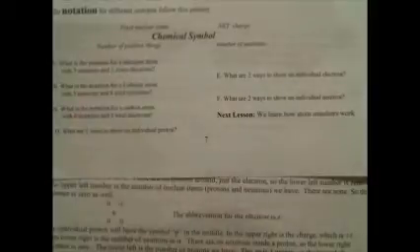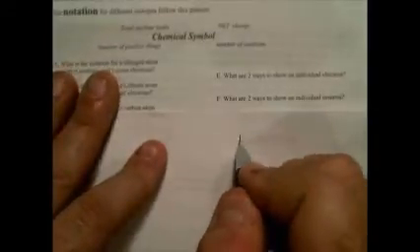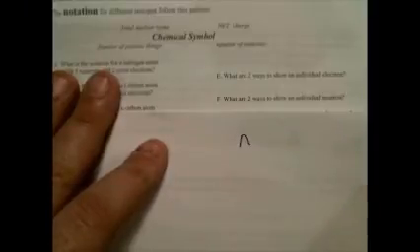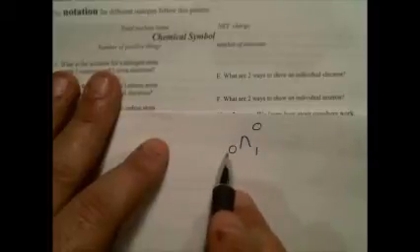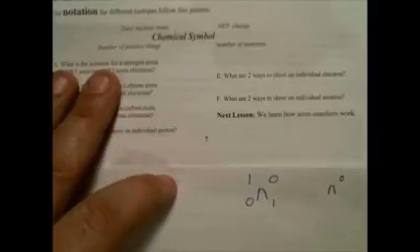Letter F. What are 2 ways to show an individual neutron? A lowercase n for neutron. The net charge is 0. There is 1 neutron in a neutron. There are 0 protons in a neutron. And the total number of nuclear items, adding up protons plus neutrons, gives me 1. So that's one way of showing it. The other way is just simply to have an n with a little 0 up there. And that is the end of lesson 1.